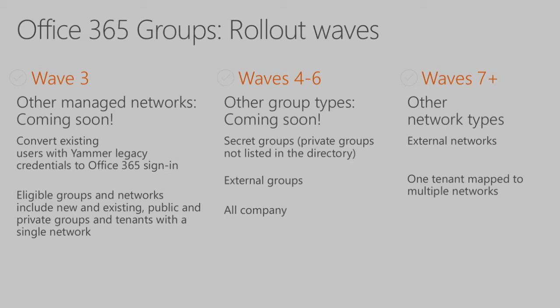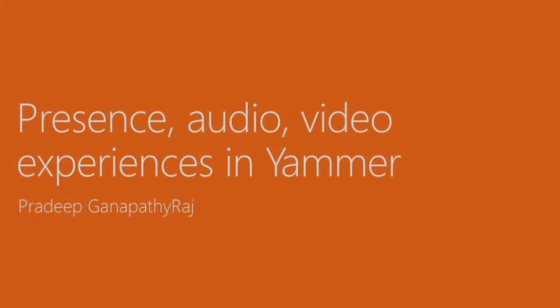And then following past that, timeline to be determined, we're going to be focusing on some of the other network configurations that we have. So external networks and the case where you have a single tenant that's mapped to multiple networks. So that's Office 365 groups in Yammer. And with that, I hand it to Pradeep to tell you all about Skype, audio, video, and everything that's awesome there.